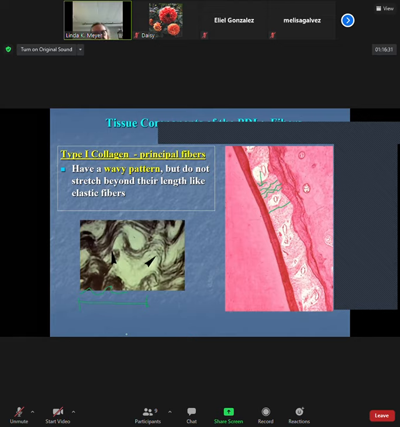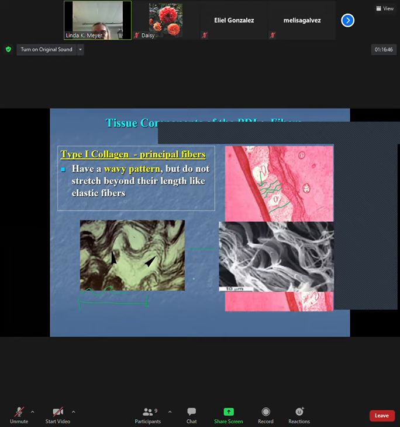Okay, so this is actually showing you an electron micrograph of those collagen fibers and showing that they actually are wavy. And there's another electron micrograph showing the principal fibers with this waviness.